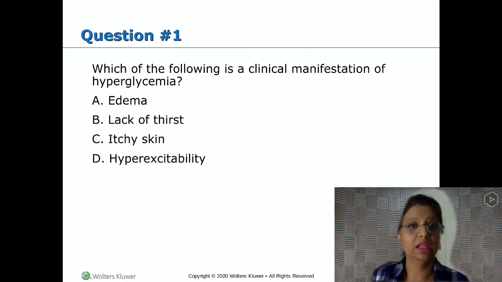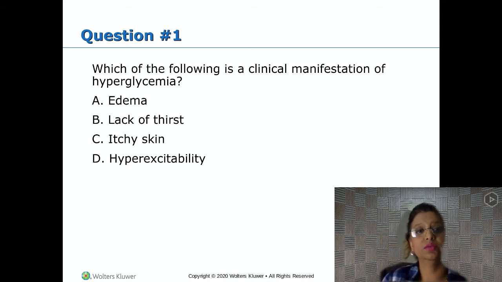Which of the following is a clinical manifestation of hyperglycemia? Do they have edema? Do they have lack of thirst? Do they have itchy skin? Do they have hyperexcitability? So they don't have edema. They are actually very thirsty. They do have itchy skin, and they're lethargic on the other hand.